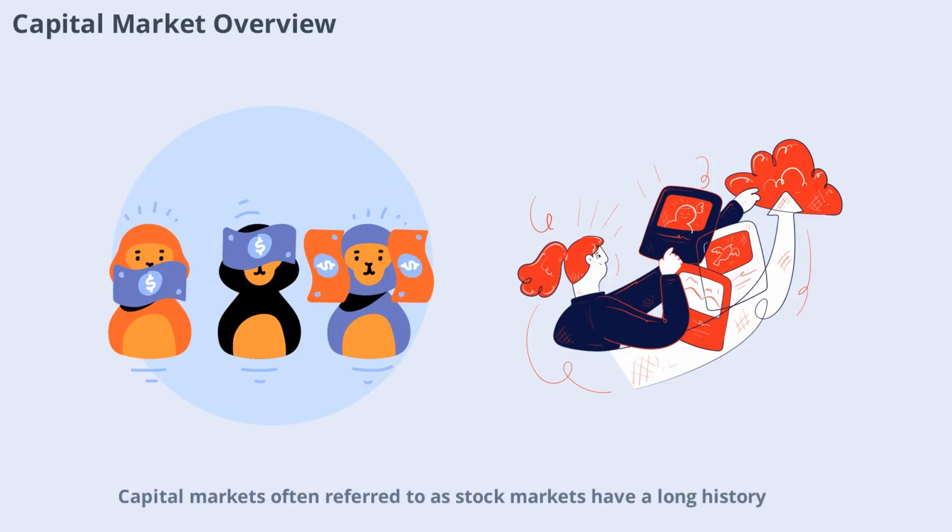Capital markets, often referred to as stock markets, have a long history. They have evolved over time, adapting to the needs of investors and market participants. Regulatory bodies ensure fair play and transparency, preventing misuse of information for personal gain. The capital market is essential for linking savers with investment opportunities.